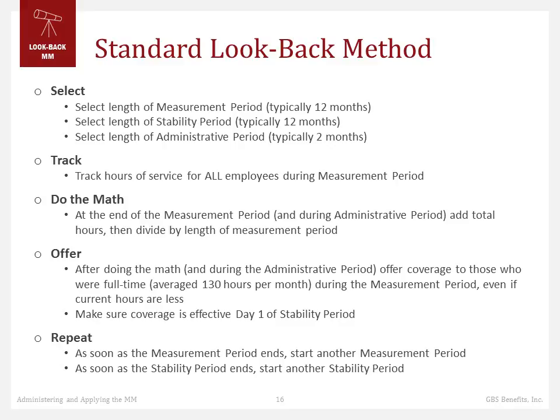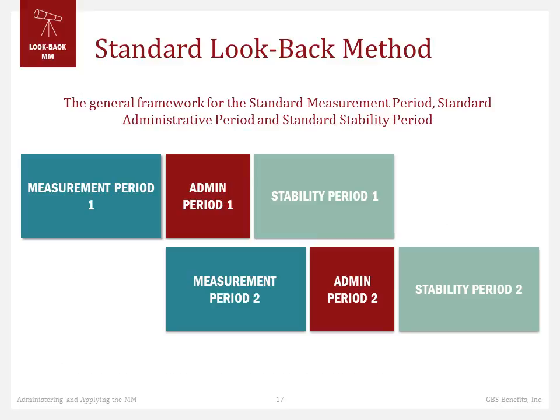And then repeat. As soon as the measurement period ends, another measurement period begins. As soon as the stability period ends, another stability period begins. So that's the overview of how the standard look back measurement method works. Here's a graphic of how it looks. You've got your measurement period, your administrative period, and your stability period, and then you just repeat.